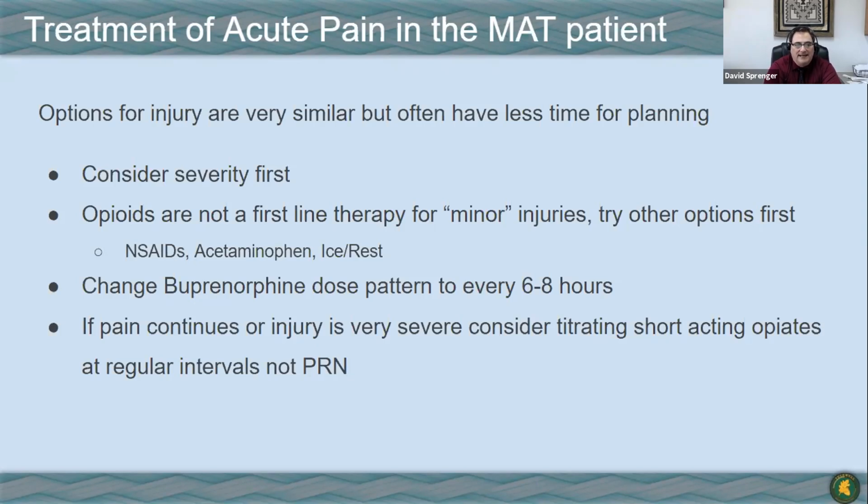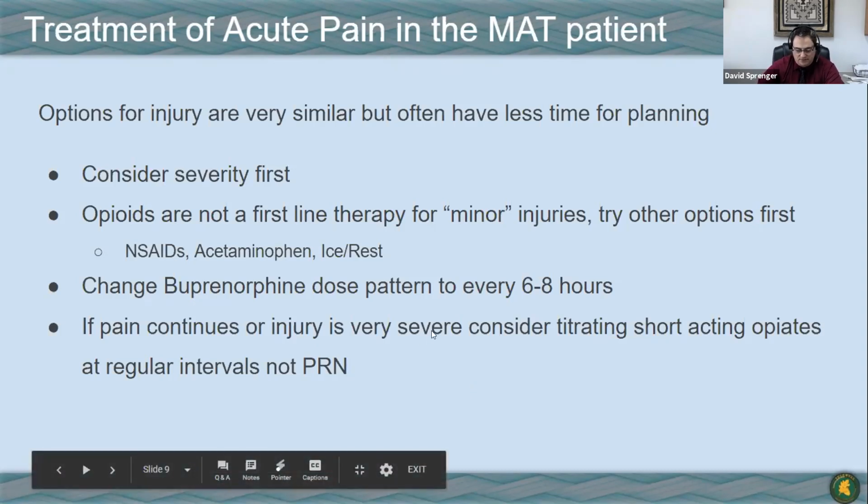If the pain continues or there's a severe pain with the injury, someone with a femur sticking out of their thigh, you can kind of overcome the antagonism with short-acting opioids, although I would want to do that in consultation with an anesthesiologist.